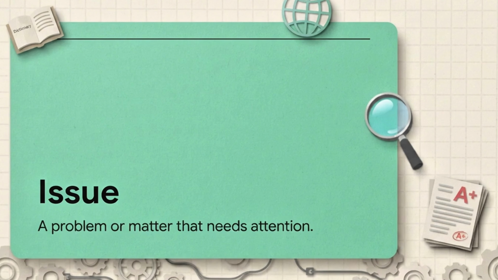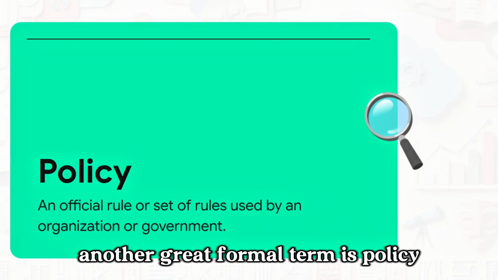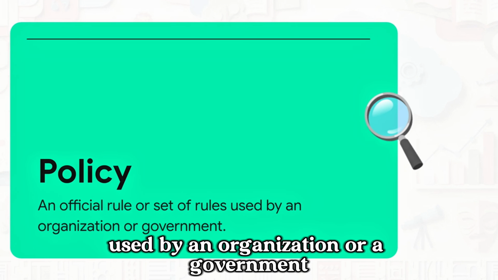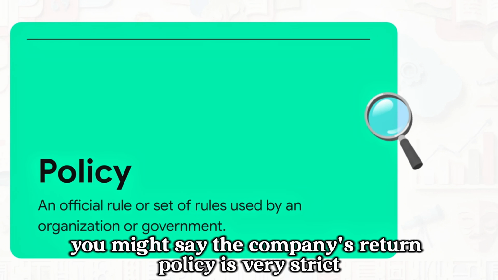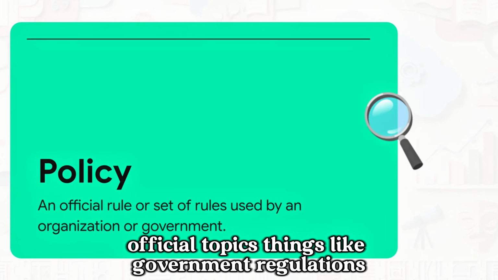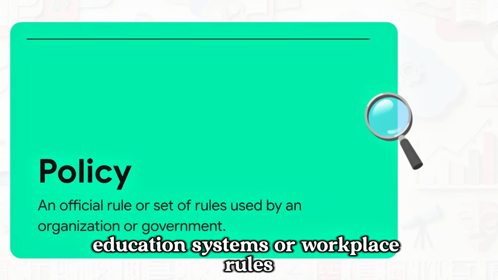Another great formal term is policy. A policy is an official rule or a set of rules used by an organization or a government. You might say the company's return policy is very strict. You'll find this word incredibly handy when you're discussing official topics, things like government regulations, education systems, or workplace rules.